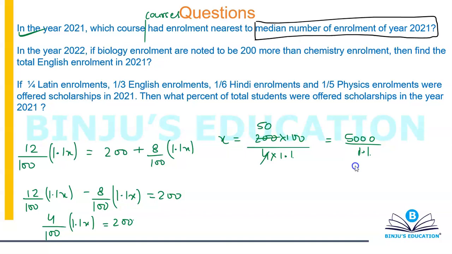Then find the total English enrollment in 2021. See, in this question they have connected both the pie charts. With the help of the information given before the comma, we are trying to calculate the value of x, and then with the help of that value of x, we are trying to calculate something that happened in 2021. So then find the total English enrollment in 2021.